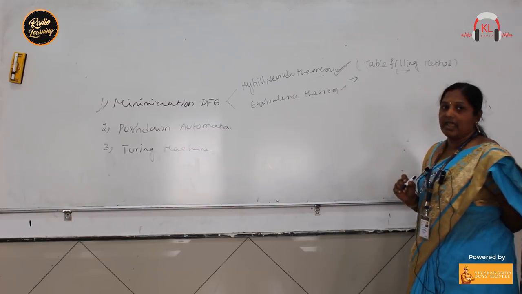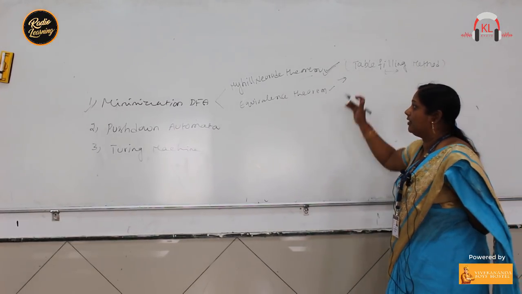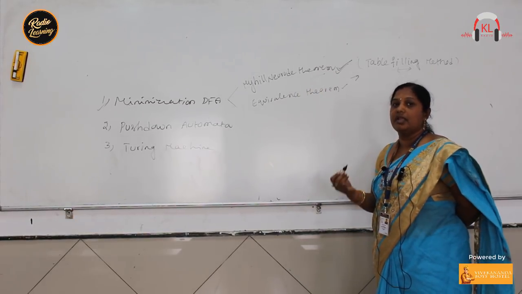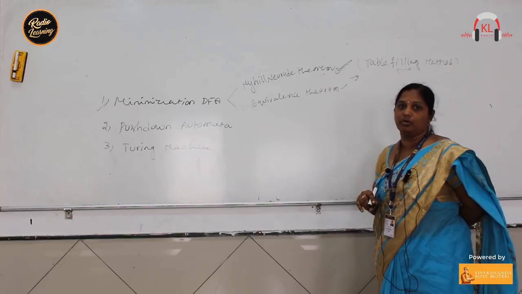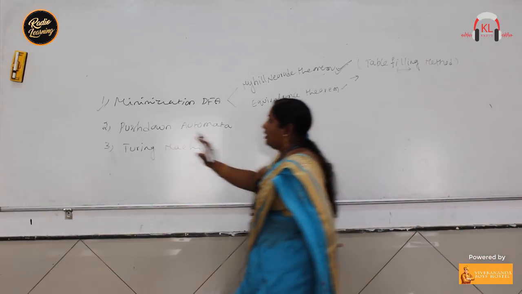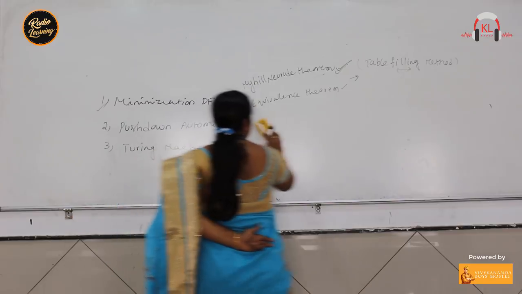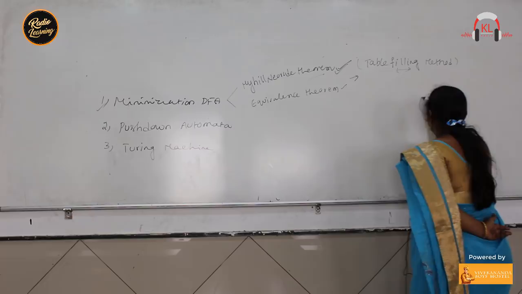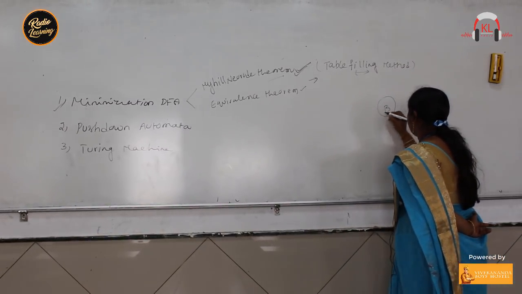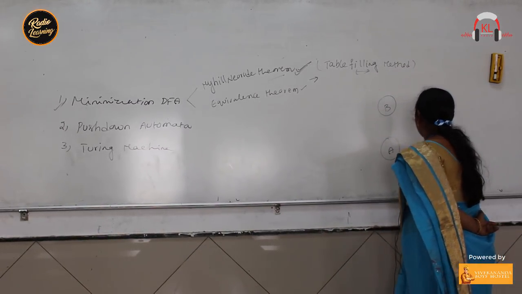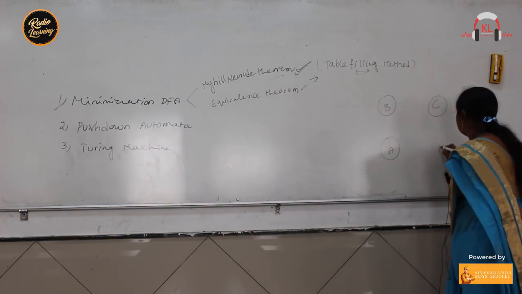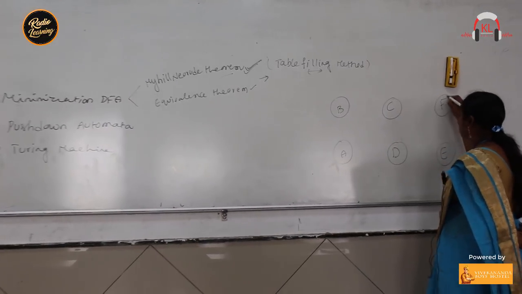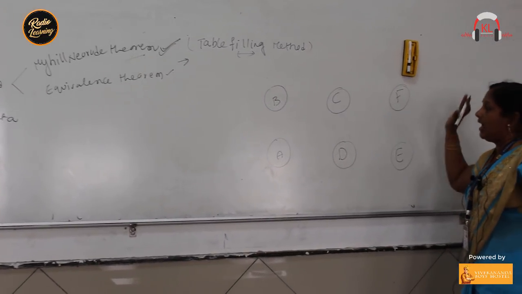Now I would like to take one example and explain how we utilize this Myhill-Nerode theorem to reduce the number of states in the given deterministic finite automata. Here I am taking a DFA with different states: A, B, C, D, E, F. So the total number of states is 6.